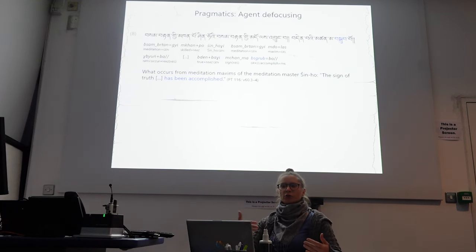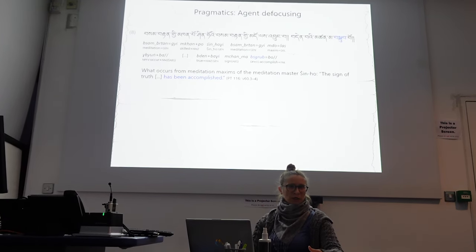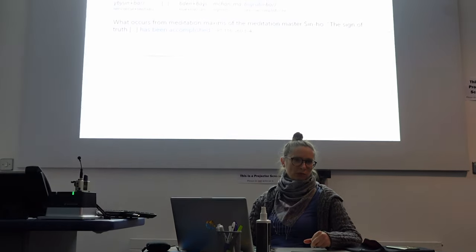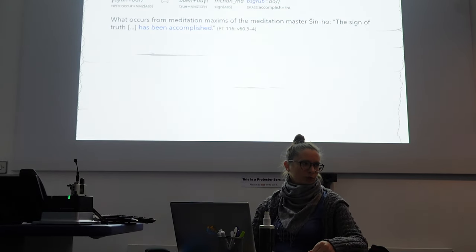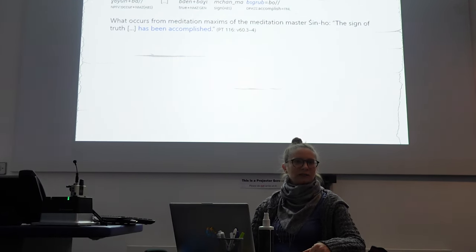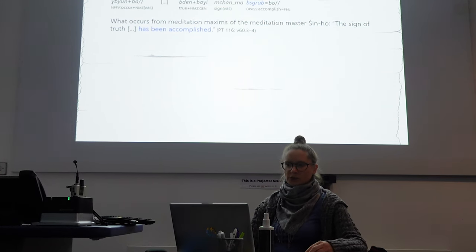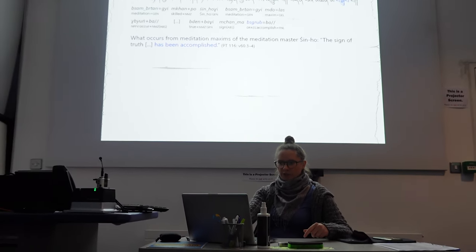And what we read is, what occurs from meditation maxims of the meditation master Shinho, the sign of truth has been accomplished. So this very first clause of a new story clearly does not contain any agent. Should an agent be part of its syntax, it would have to be stated explicitly, but we don't have an agent here. Instead, we have a V3 form of a verb, that is this group form. So this is a very nice example showing what I said, agent defocusing.